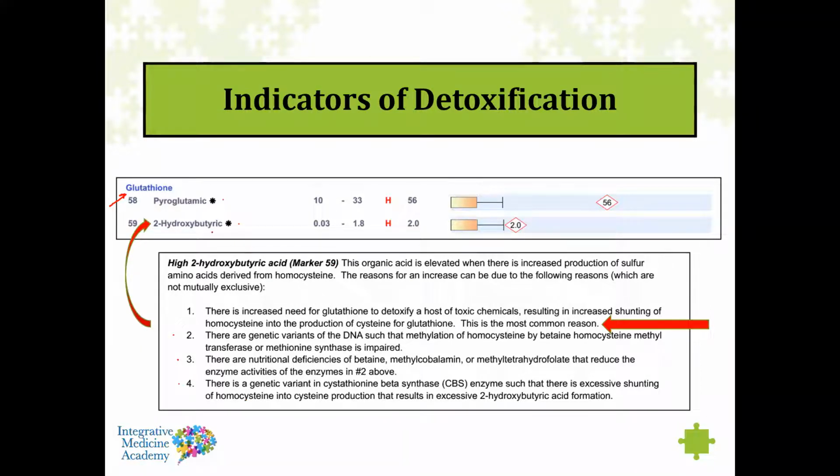Something to note is that if you look this up, 2-hydroxybutyric is a marker that can be linked to blood sugar issues, or essentially insulin dysregulation, for example. So it has some relationship there. But again, the most common reason is basically an increased need for glutathione. So we know that pyroglutamic elevation is a reflection of glutathione deficiency, while 2-hydroxybutyric elevation is most commonly linked to an increased demand for glutathione production.